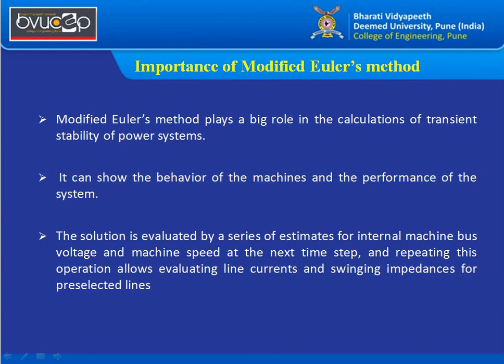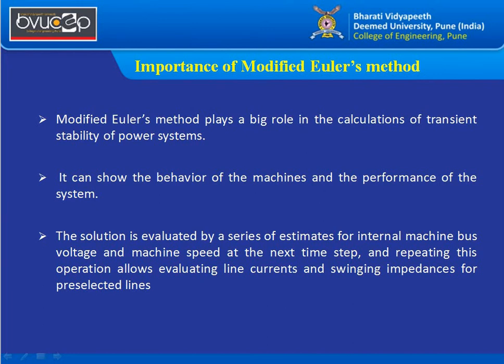Now what is the importance of this modified Euler's method? It is for calculating the transient stability of power systems, and the behavior of the machine and the performance of the system, whether the maximum torque is obtained or not. Through the help of the swing equation, we can check the stability of the system also, and the inertia that should be there for the generators, motors, etc.